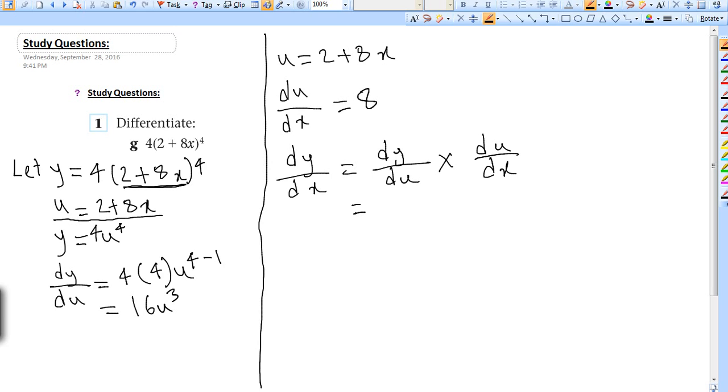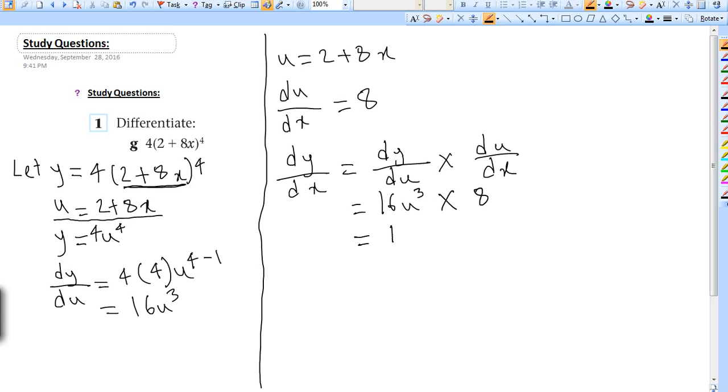Now let us substitute the values. Here we have 16u cubed, the value of dy by du. Let me rub this and write this clearly. The value of dy by du is 16u cubed, and the value of du by dx is 8. So if we multiply, we will end up with something like this.